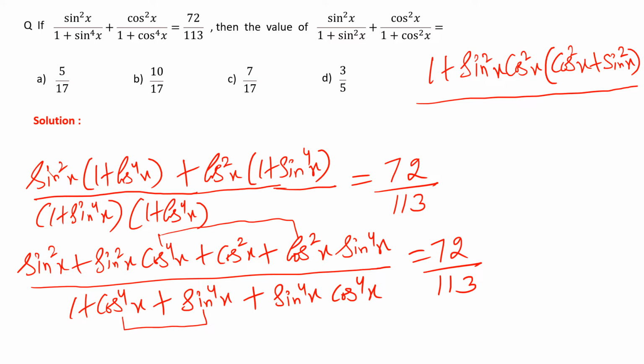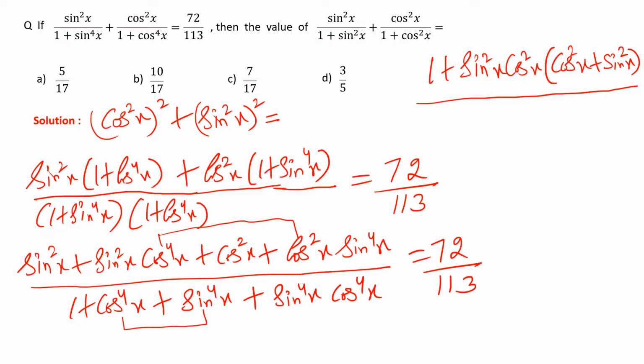Now students, to solve this expression, I am writing cos x power 4 as cos square x whole square and sine x power 4 as sine square x whole square. And now to solve it further, I will be using the identity a plus b whole square equal to a square plus b square plus 2ab. Now we know that whenever we have to get the value of a square plus b square, we can write it as a plus b whole square minus 2ab.